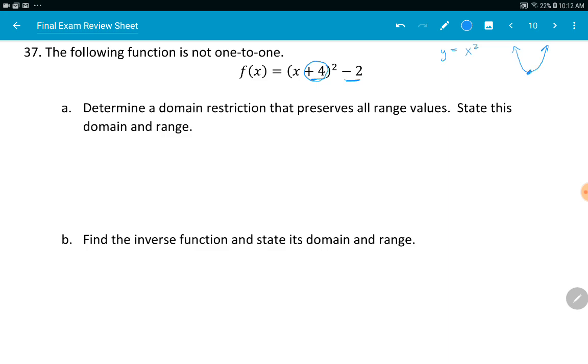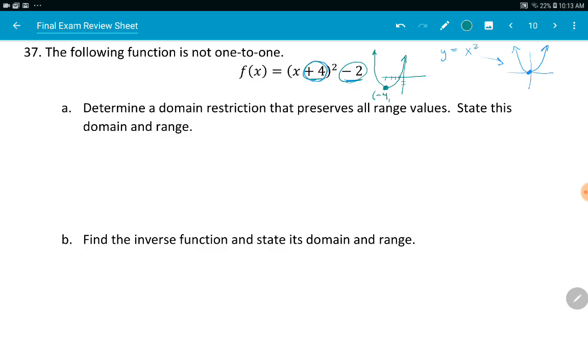So I know that this vertex, which always starts at the parent function, I should draw the parent function like this. It always starts at 0, 0. And I'll do a different color for this. This one is going to be that shifted left. So that's 1, 2, 3, 4. And the plus 2 tells me to shift down, -2. Oh, down 2. So 1, 2, 3, 4, and then 1, 2. So it's the same shape, but shifted so that the vertex is at x is -4.